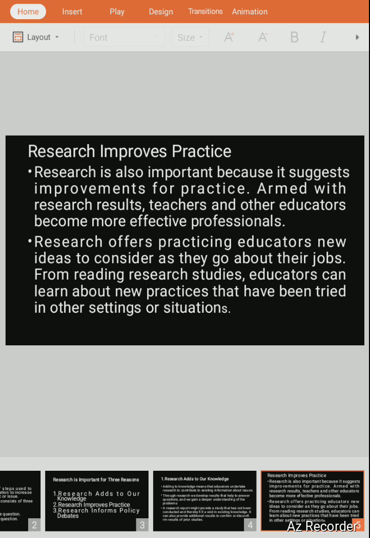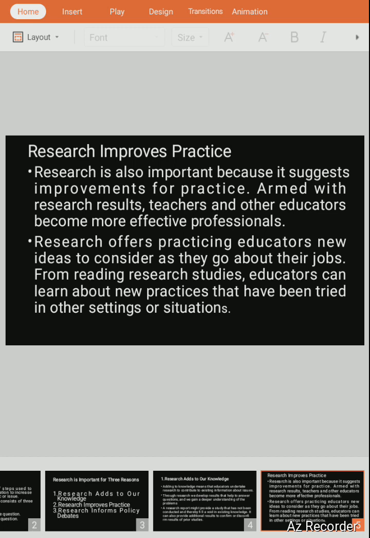It improves practice. For example, if you're a doctor and you are researching on how people get hepatitis, how people get TB, for example, on why lower class people are suffering more from hepatitis, because they have dirty water and all that. So when you are researching, you will improve practice of that specific field, and it suggests improvements for practice. Armed with research results, teachers and other educators become more effective professionals.